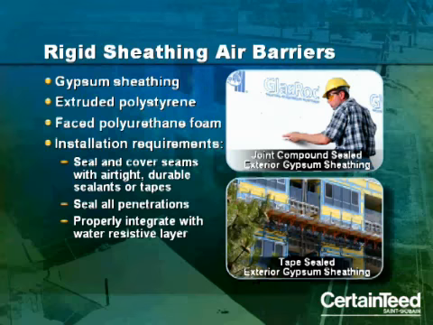You can use rigid sheathing such as gypsum board as an air barrier, also extruded polystyrene, and faced polyurethane foam. These materials should be thoroughly sealed, and the seams or butt joints must be airtight, covered with durable sealants or specialized tapes. All penetrations must be sealed. Rigid sheathings must be properly integrated with the water-resistive layer so that you don't get any moisture behind the assembly.